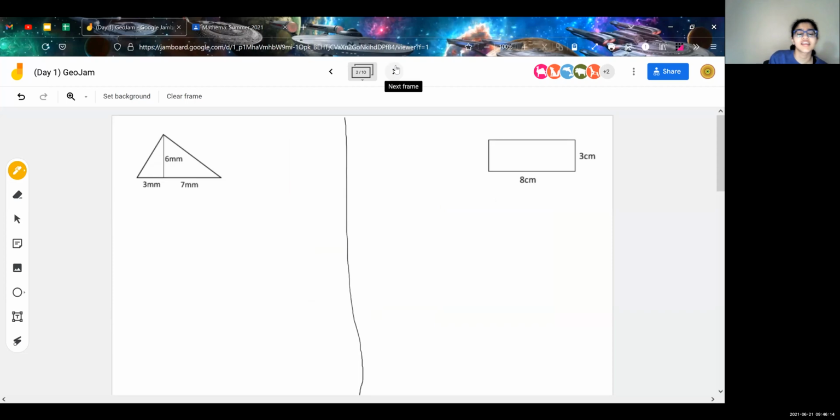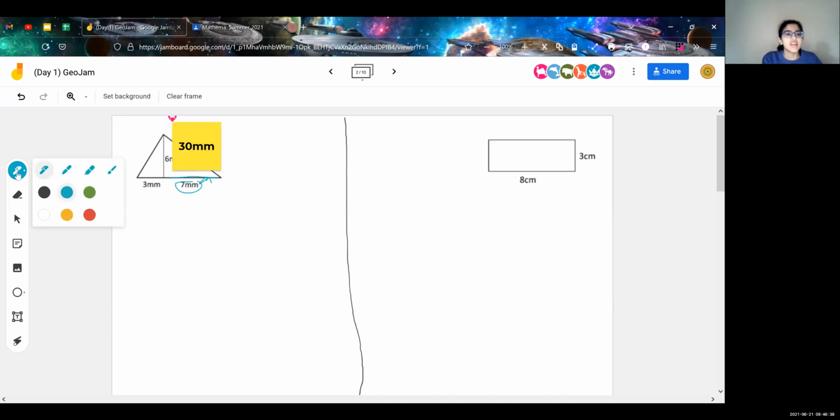Okay, so the next slide. There are 2 problems on this slide. So it's find the area of this triangle and find the area of this rectangle. All the dimensions are given, and just a note, the 7 millimeters refers to this part that I have highlighted in blue, and then this green part is the 3 millimeters.